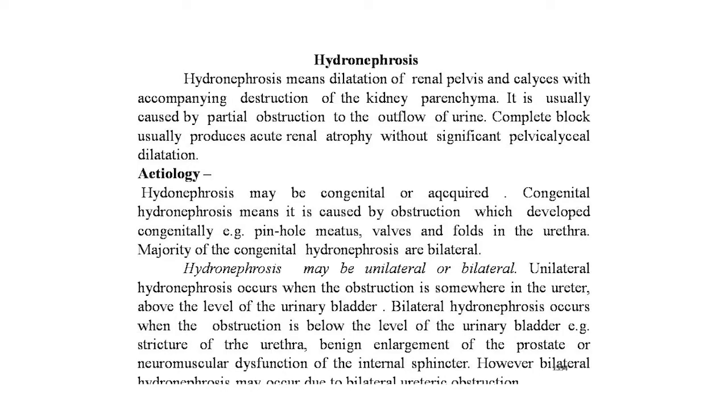Unilateral hydronephrosis occurs when the obstruction is somewhere in the ureter above the level of the urinary bladder. Bilateral hydronephrosis occurs when the obstruction is below the level of the urinary bladder, that is the stricture of the urethra, benign enlargement of the prostate or neuromuscular dysfunction of the internal sphincter. However, bilateral hydronephrosis may occur due to bilateral ureteric obstructions.